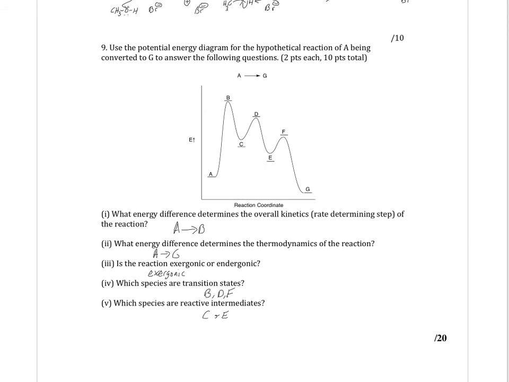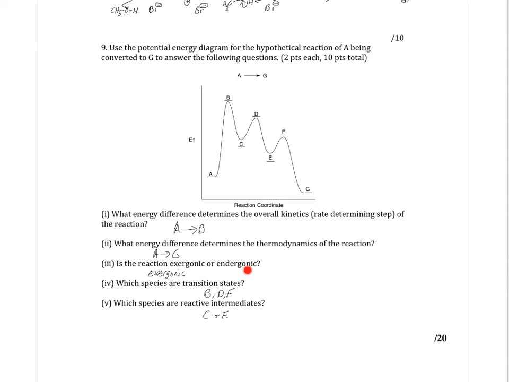So here's just answering some questions about a free energy diagram. What energy determines overall kinetics? What's the rate determining step? The rate determining step is from the highest hill, A to B. What energy determines the thermodynamics? Fast is kinetics, how fast? Thermodynamics, how much? So it's between A and G.